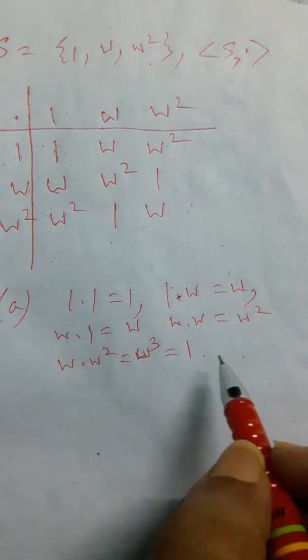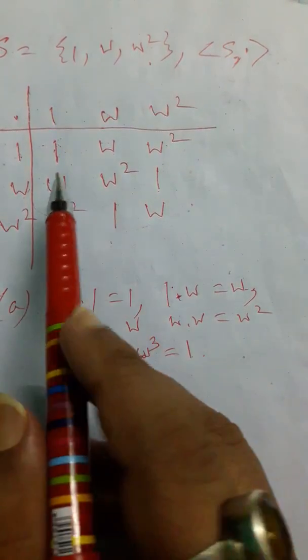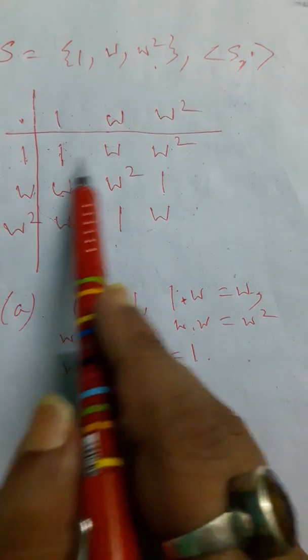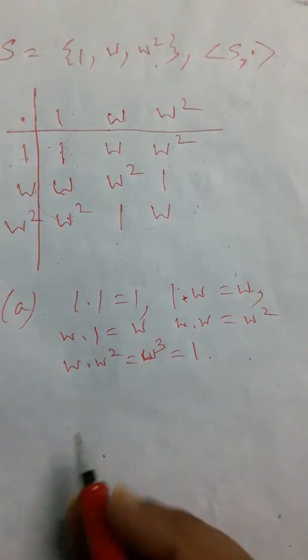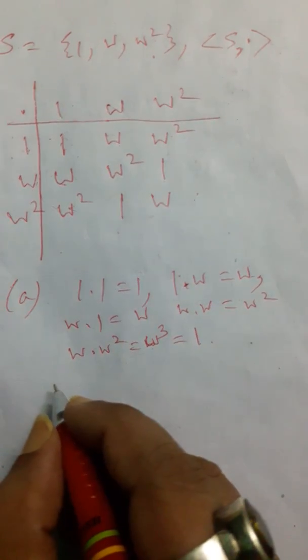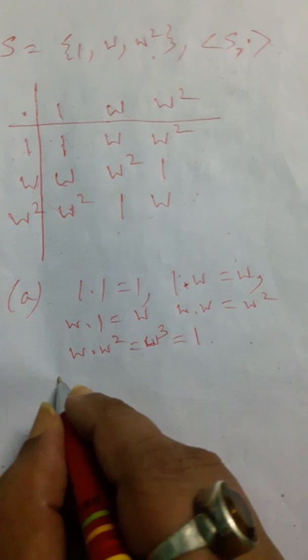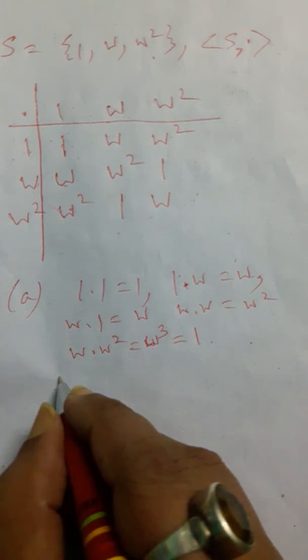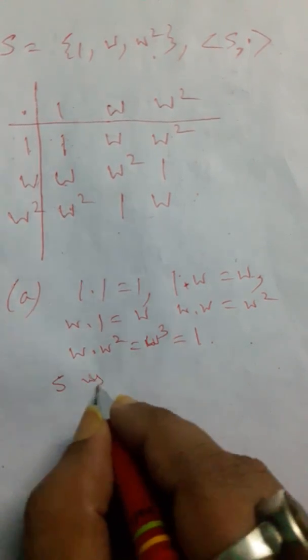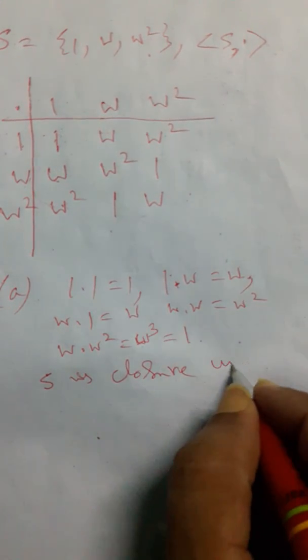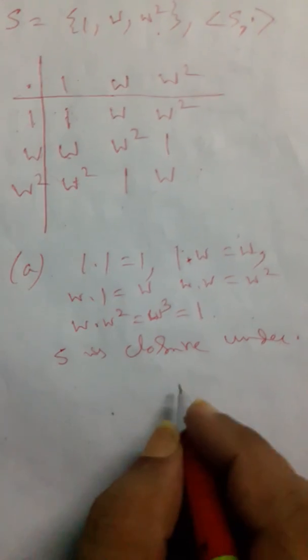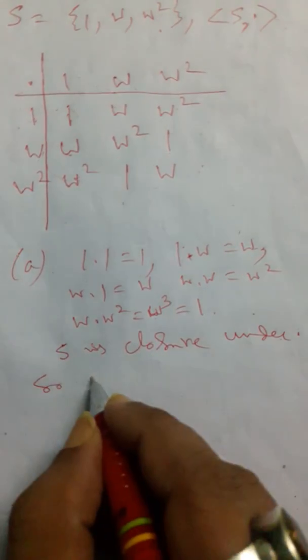In this way we find that every element with respect to the binary operation is in the same set. That means here in the same set. That's why S is closed under dot. So closure property holds.